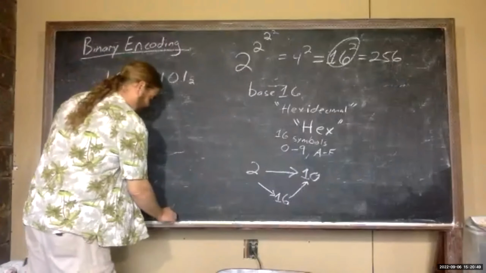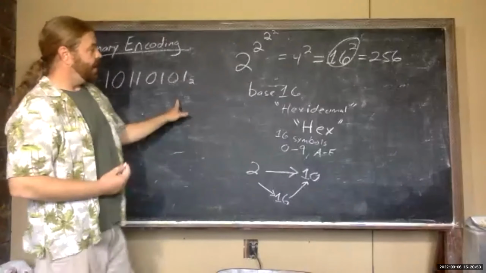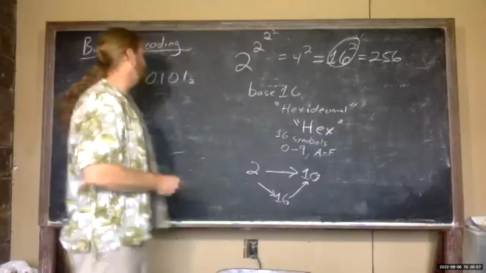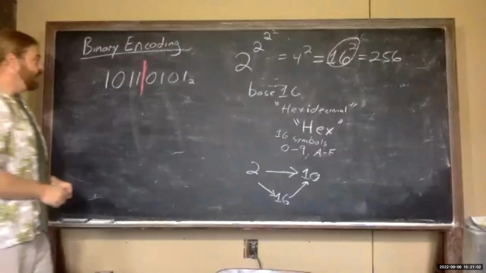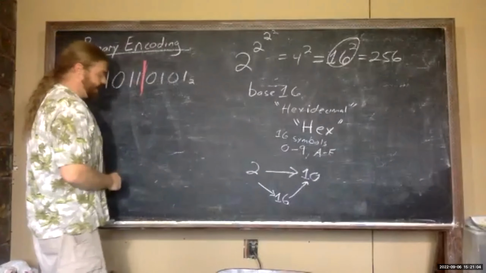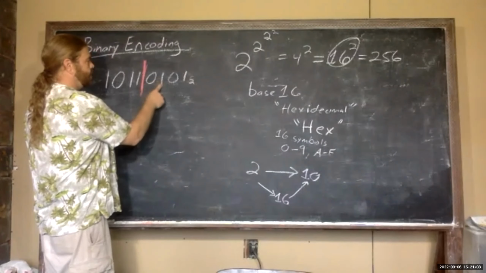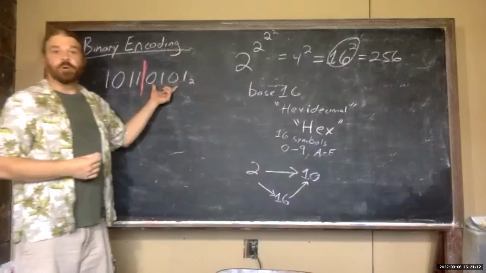Because to convert this binary number, each hex symbol is going to be 4 bits. So all we have to do is split it up in chunks of 4. And then for each 4 bits, we write down the hex symbol that represents that. So 0, 1, 0, 1. What is that 4-bit number in binary?